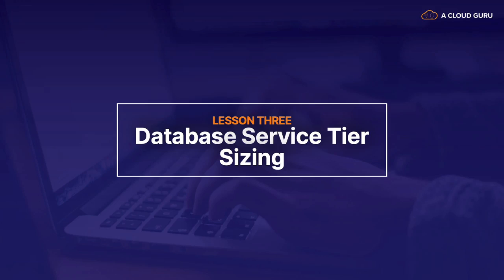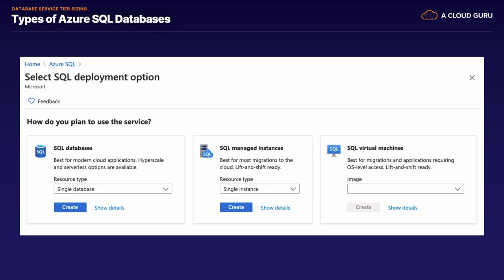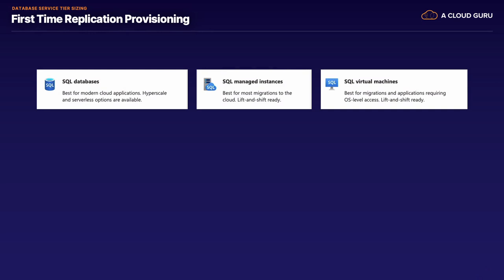Lesson 3. Database Service Tier Sizing. When you deploy Azure SQL, you have three different options to choose from. Let's go through them now. The three main options that you have are SQL databases, SQL managed instances, and SQL virtual machines.